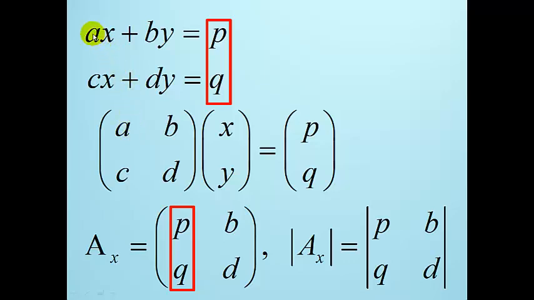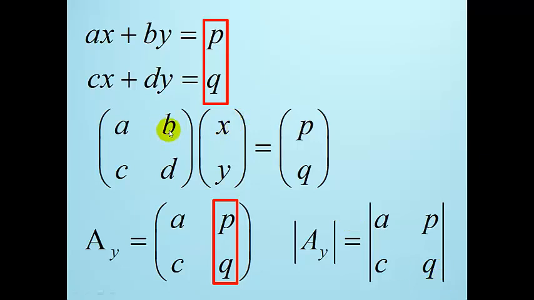I repeat. When you take the coefficients of x and y, we have A, B, C, D, and that forms the 2 by 2 matrix. The variable is x, y, and this is equal to the constant P, Q. If you are finding Aₓ, you know that A is the matrix A, B, C, D. So in finding Aₓ, you maintain B, D, but the A, C is replaced by the constant P, Q. So Aₓ is equal to [P B; Q D], and the determinant of Aₓ will be the determinant of [P B; Q D].